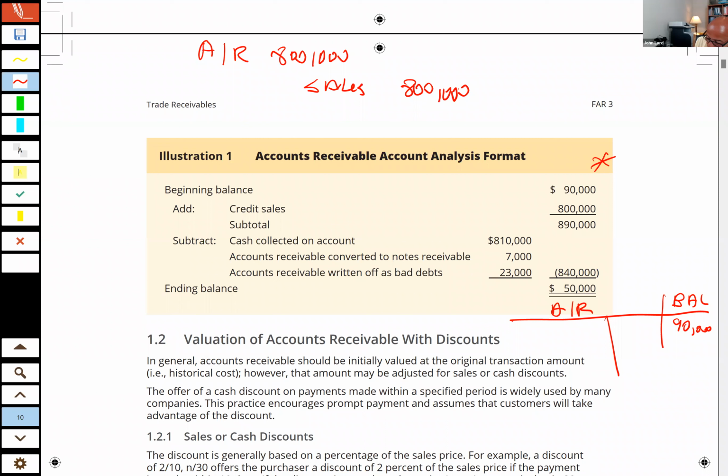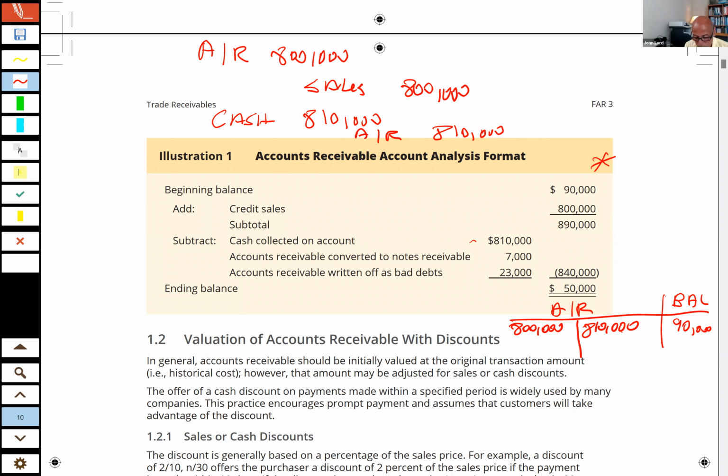Okay, now when I come over to my T account, I'm just showing you how that would be posted, and I don't know why I wrote my line so far over there. That would be posted as 800,000, right? With me so far? Okay, no big deal. Then they tell me that the cash collected was 810,000. So what I would do is, of course, debit cash 810,000. And of course, that's going to be a credit to my accounts receivable. So that's a subtract. I credit it 810.